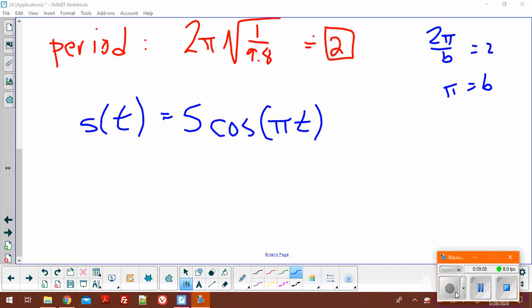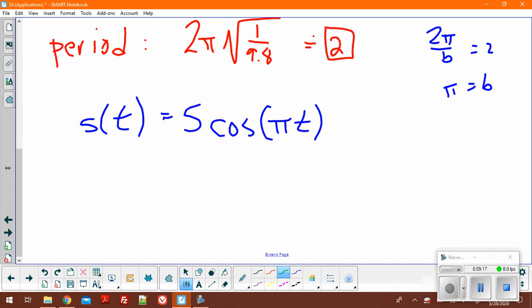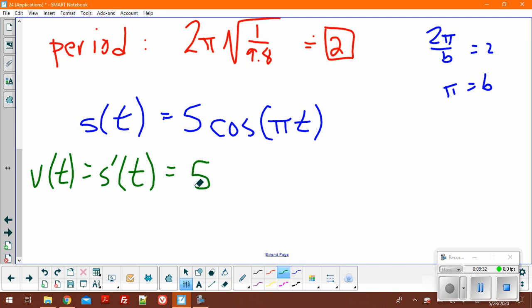Now it wants to know what's the maximum speed of this. Well, this is our position. Our function for speed or velocity, we'll use velocity for the moment, is equal to the first derivative of this function. So when I do my derivative, the 5 I can leave alone for a second. Derivative of cosine is negative sine, so I'll pop out a negative there. Pi t, and derivative of the inside is pi. So my velocity function is negative 5 pi sine of pi t.